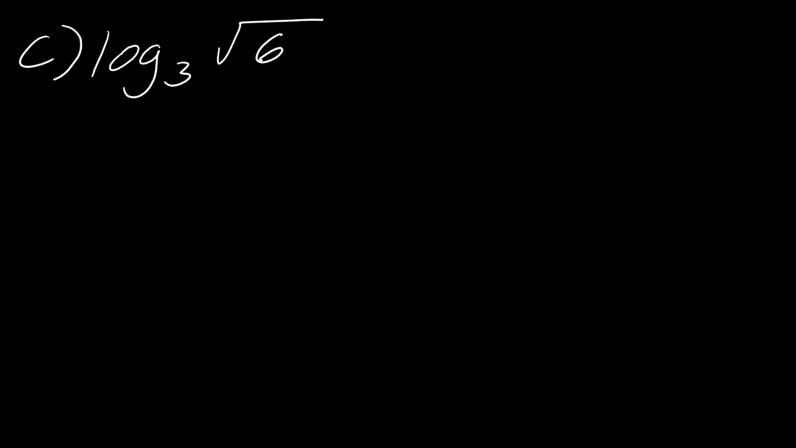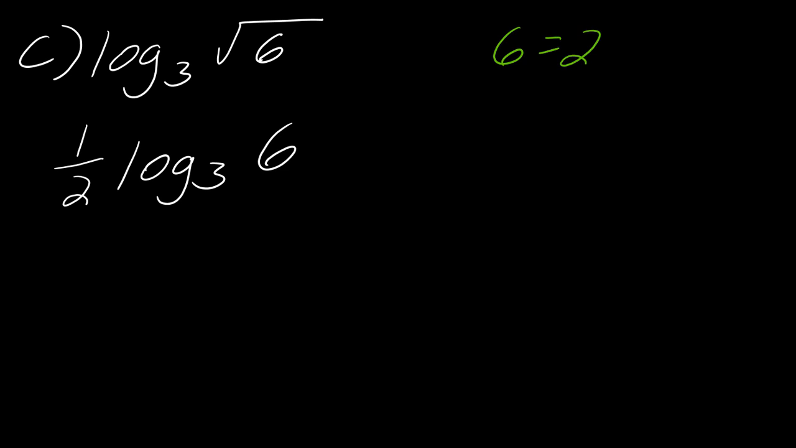So let's talk about c, because this one I think is actually deceptively tricky. Okay, so you're probably thinking to yourself, oh, it's just 6. And it's the square root of 6. So I can bring down the 1/2 exponent. But, my friends, we can break up the 6, right? So 6 is equal to 2 times 3.